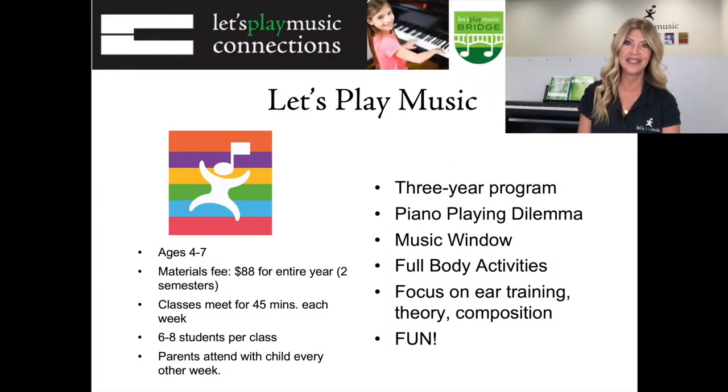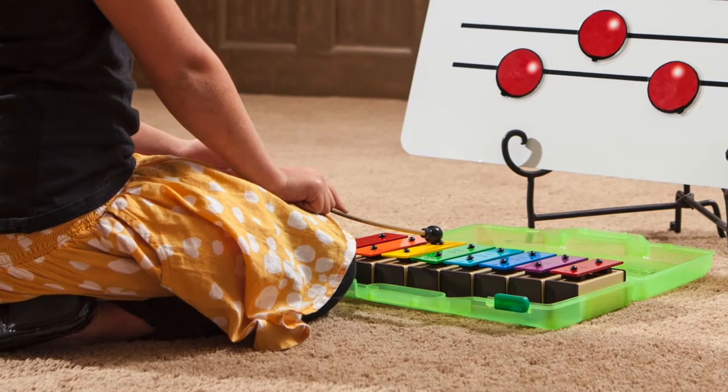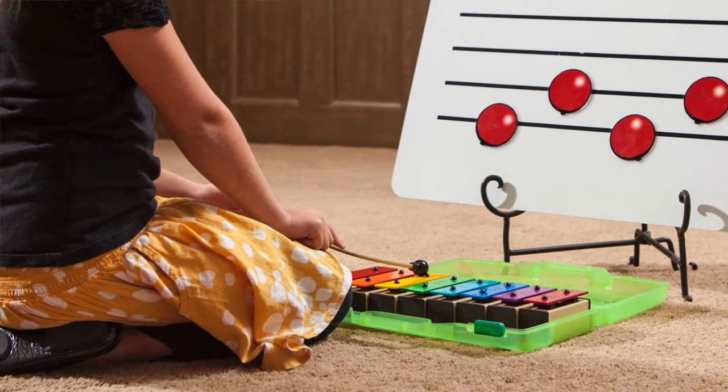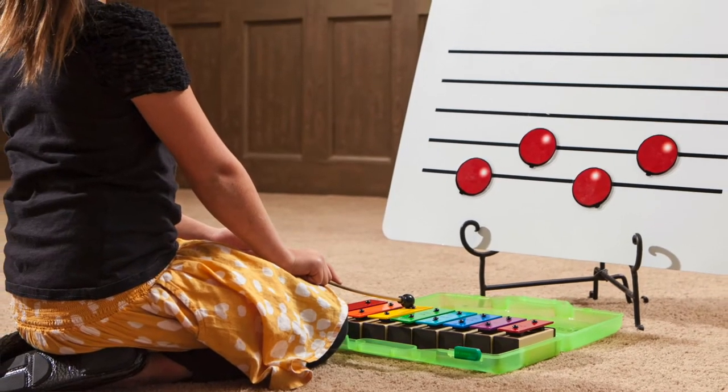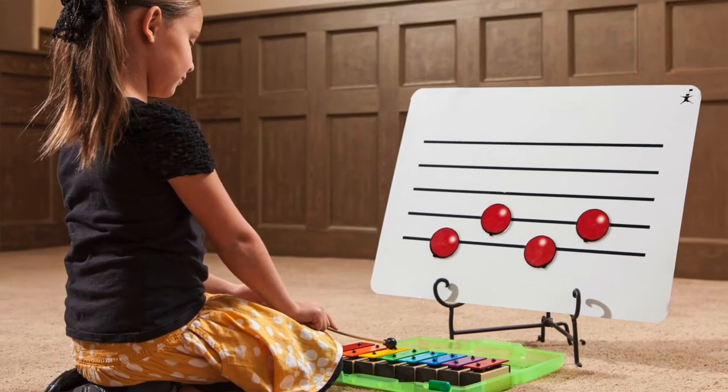The nuts and bolts of the program. The materials fee is $88 for the whole year, and that includes their tone bell set that they use as a predecessor to learning the keyboard. Tone bells can be used to read the staff. They are arranged like a keyboard, so they can learn their steps and skips and actually read music before they see a piano in the second year.